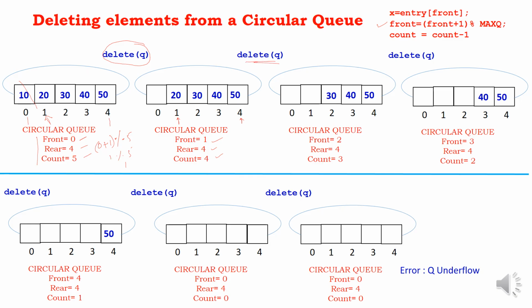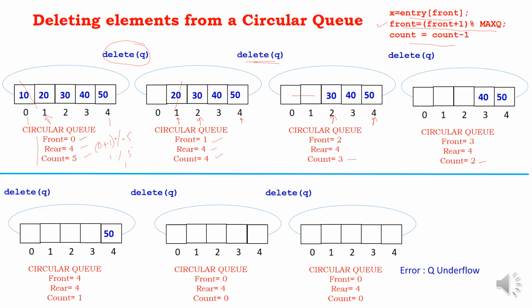Again, you want to delete one more element. Again, the front element is removed. So the first element is 20. 20 is removed, and front moves to the next location. See here, two elements have been removed. 2 is front, rear is not changing, but count is changing because we are removing one more element, count is 3. Again, you remove one more element, the next front is removed, front is moved to the next location, count is count minus 1. Every time, the front element is assigned to x and front is moved to the next location using front is front plus 1 mod max q, and count is reduced by 1.